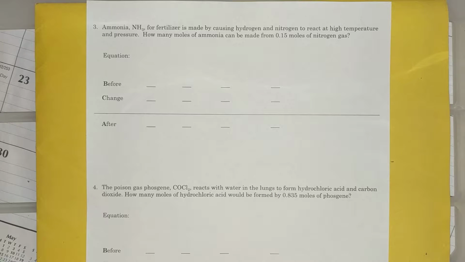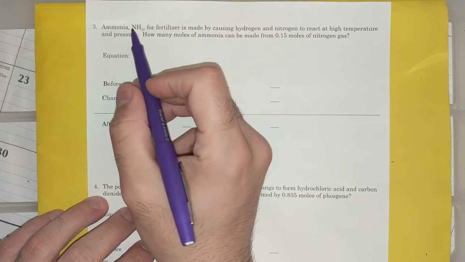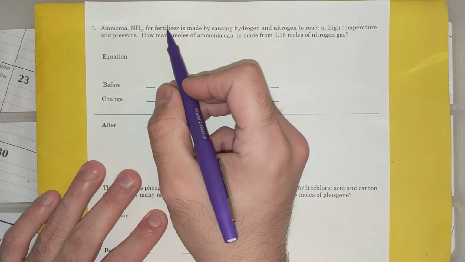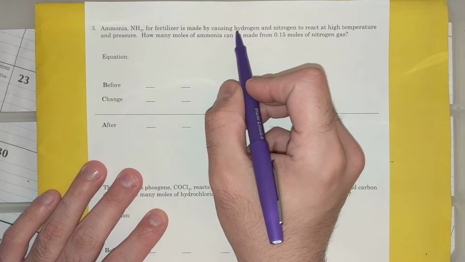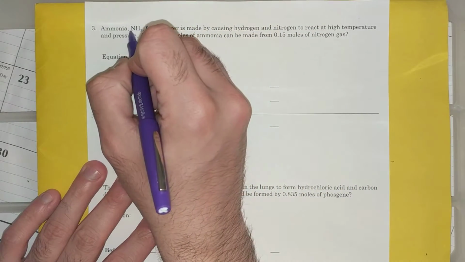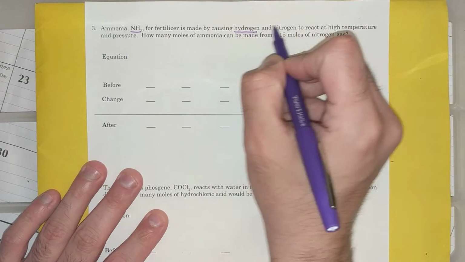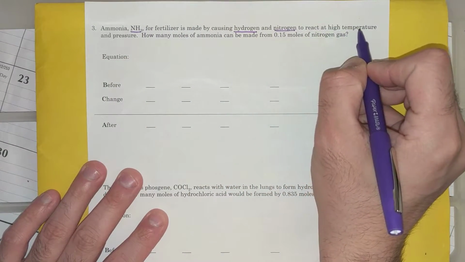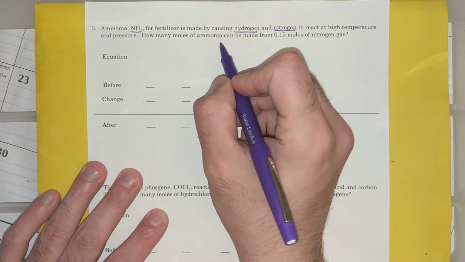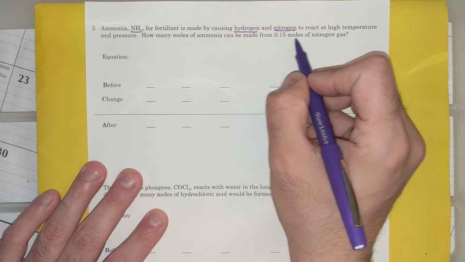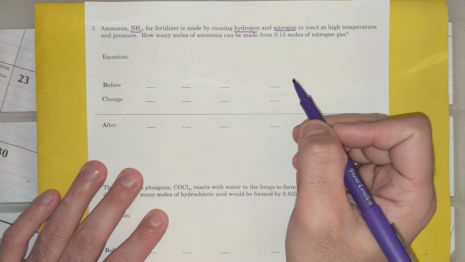So let's look at question number 3. Question 3 says ammonia, NH3, for fertilizer is made by causing hydrogen and nitrogen to react at high temperature and pressure. How many moles of ammonia can be made from 0.15 moles of nitrogen gas?